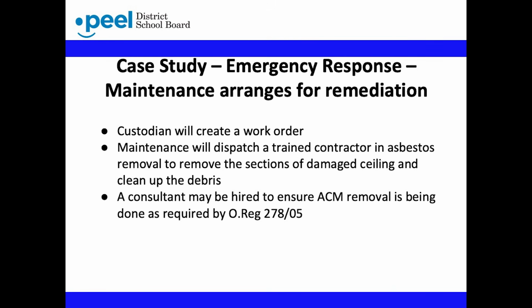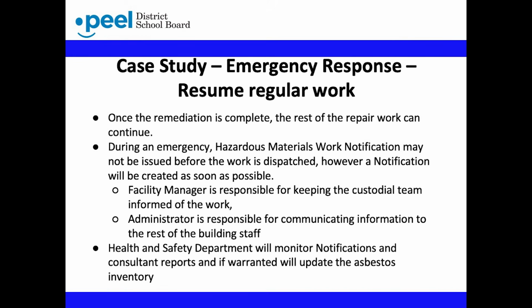The Maintenance Department Project Supervisor, who is assigned the work order, will follow the same steps we reviewed in Chapter 6 to confirm the presence of ACM in the asbestos inventory. An environmental consultant may be hired depending on the scope of the project. Maintenance will dispatch a trained contractor in asbestos removal to remove the sections of damaged ceiling and clean up the debris. The leak will also be addressed by the Maintenance Department, but in this module, we are focusing on the impacted ACM only. Once the remediation is complete, the rest of the repair work can continue.